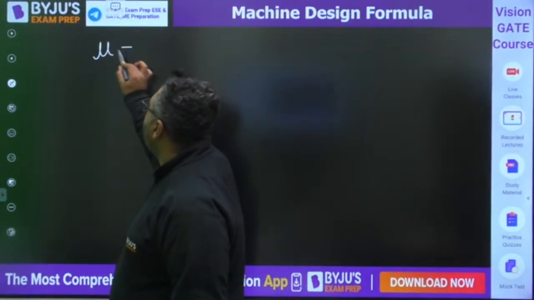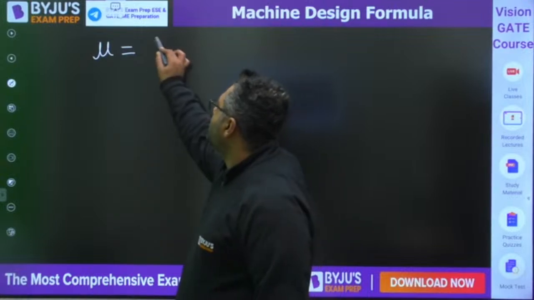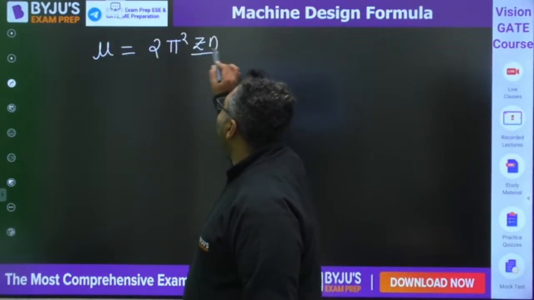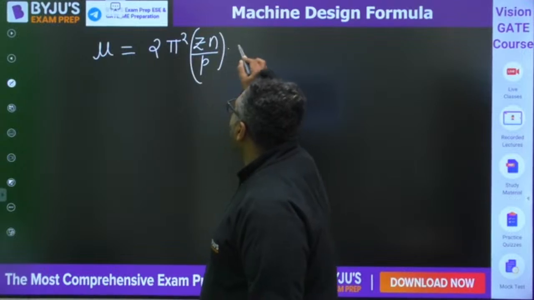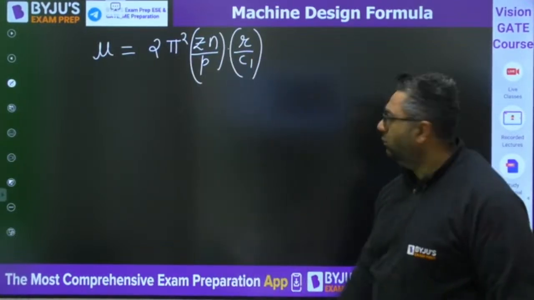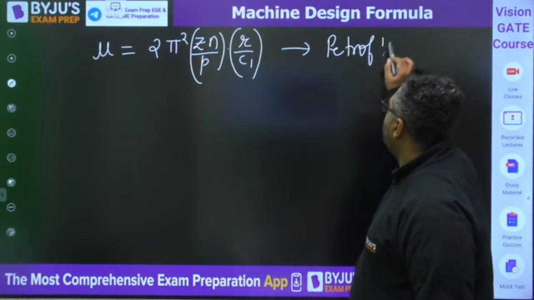Now we have one more formula, for the coefficient of friction. If you remember, the coefficient of friction can be written as 2 pi square Z N by P into R by C1. This was the Petrov equation.